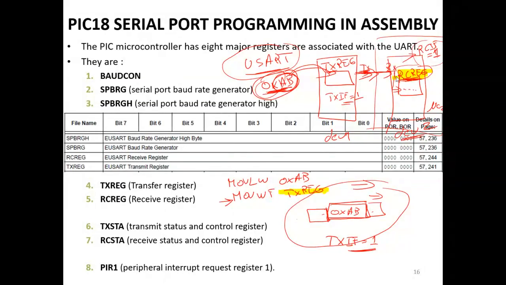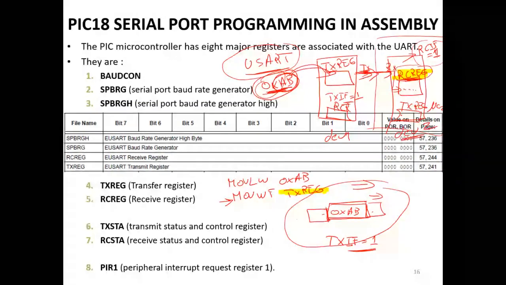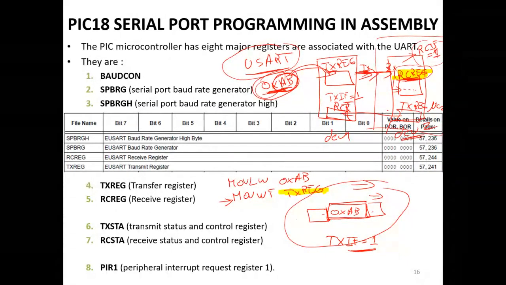Okay, similarly, device number 1 also has the RC register, and this device also has a TX register. So if this device sends to this device, same thing: the data will be sent by the TX pin, and here the receiving will be by the RX pin.